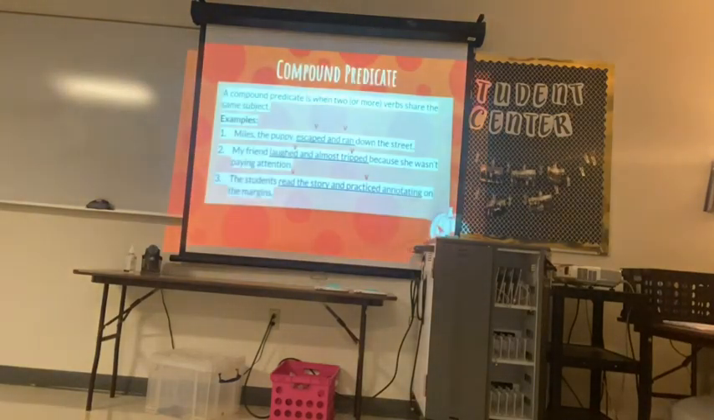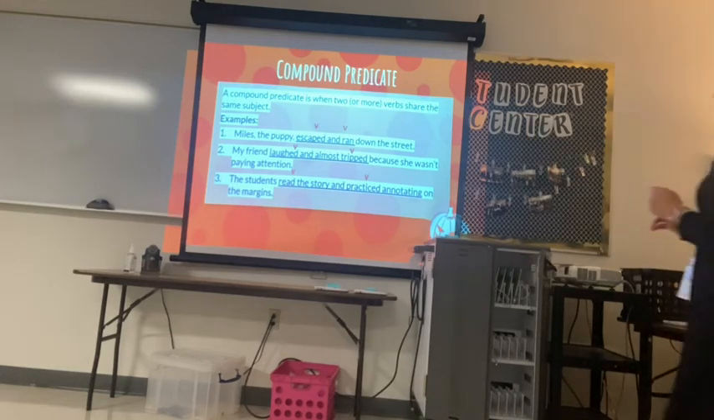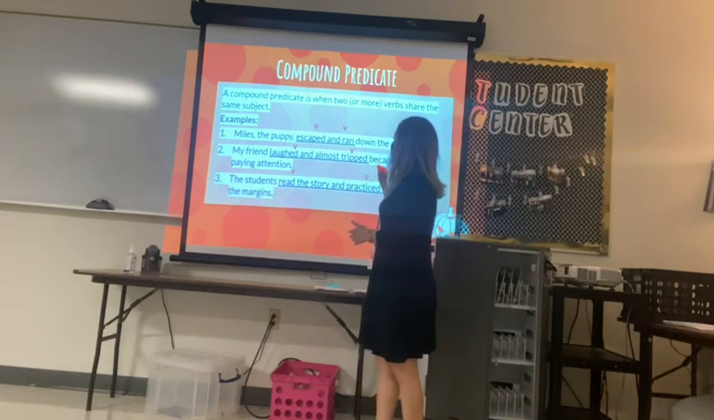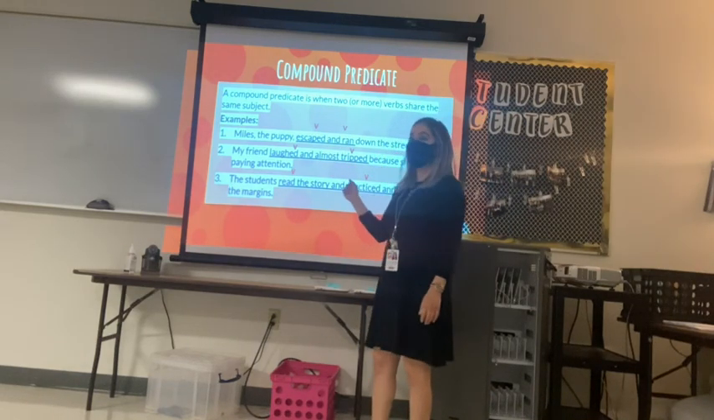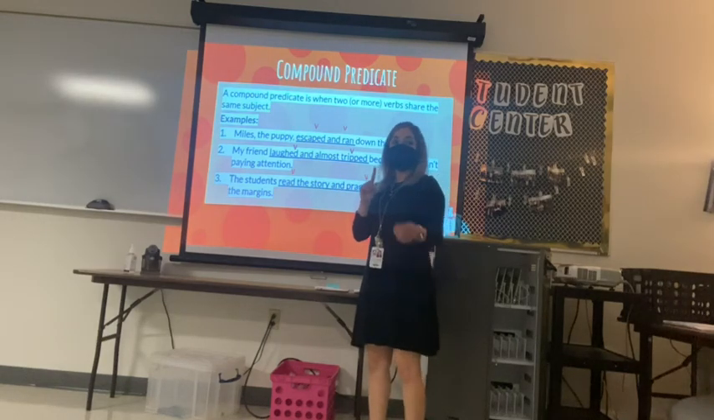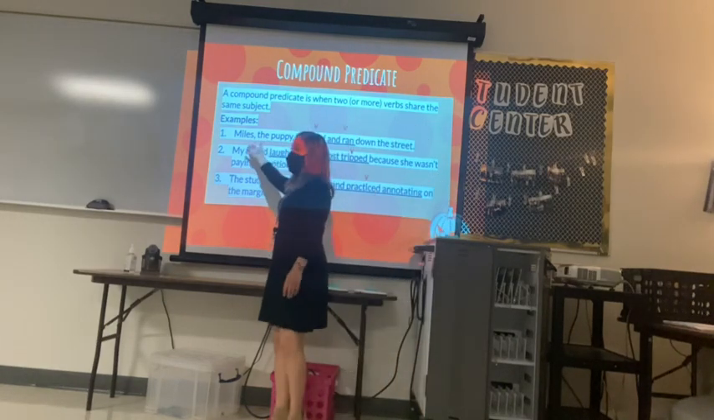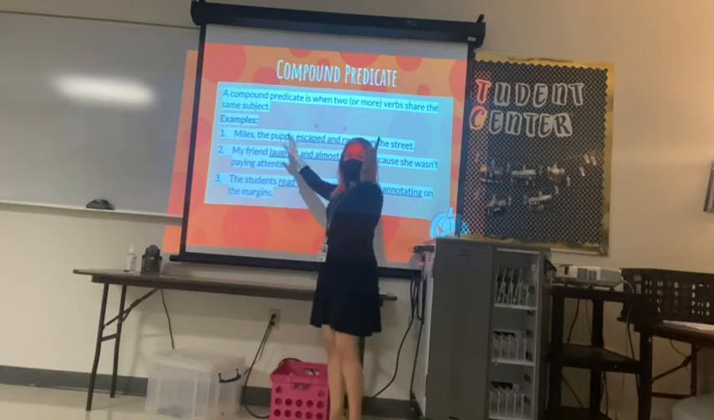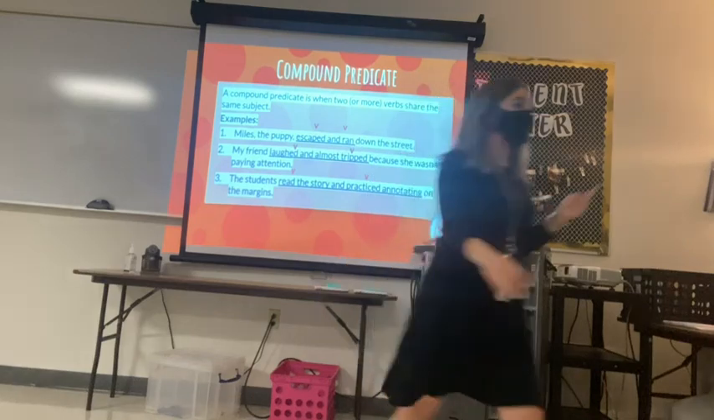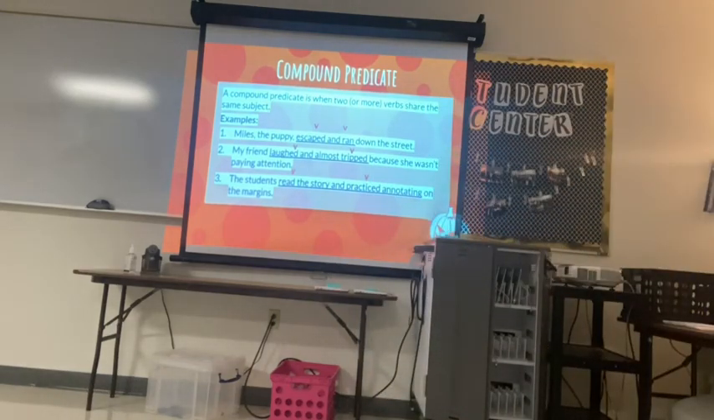Compound predicate. So a compound predicate is when two or more verbs share the same subject. For example, Miles, the puppy, escaped and ran down the street. We have one subject, what is it? The puppy, which is Miles, right? Now Miles escaped and ran. Those are two verbs. One subject, two verbs, or two or more verbs.